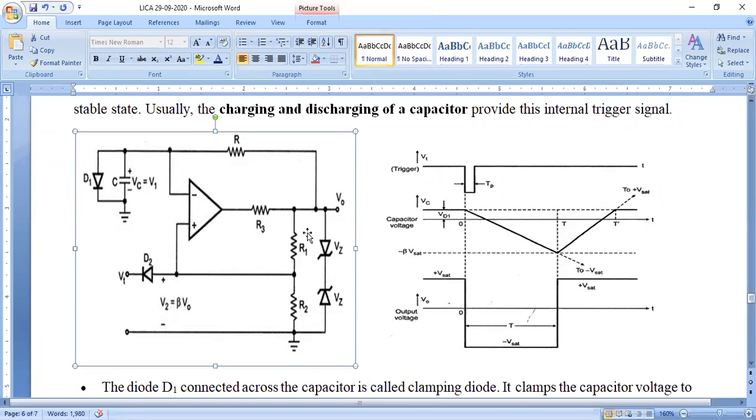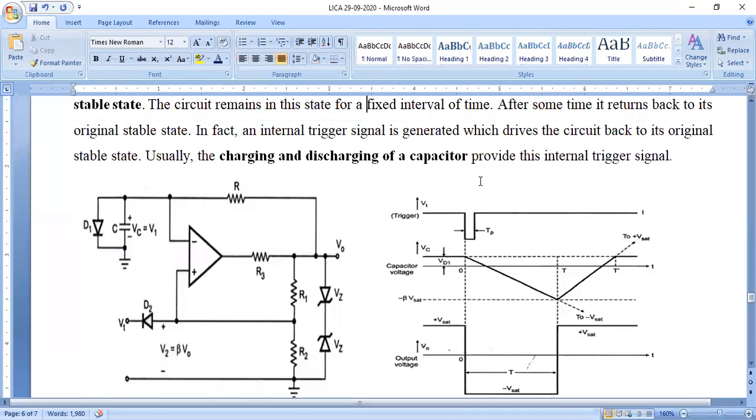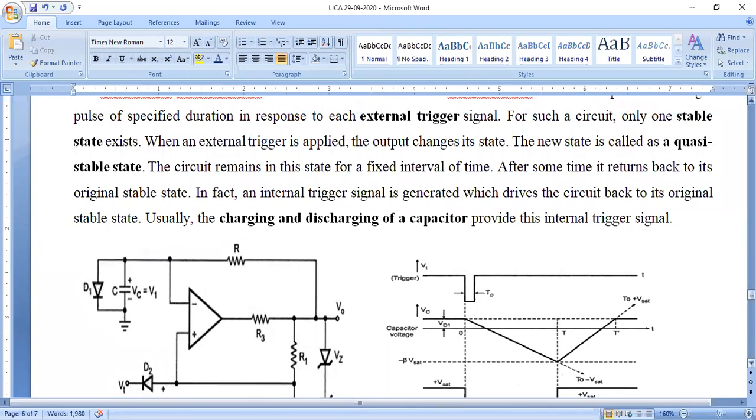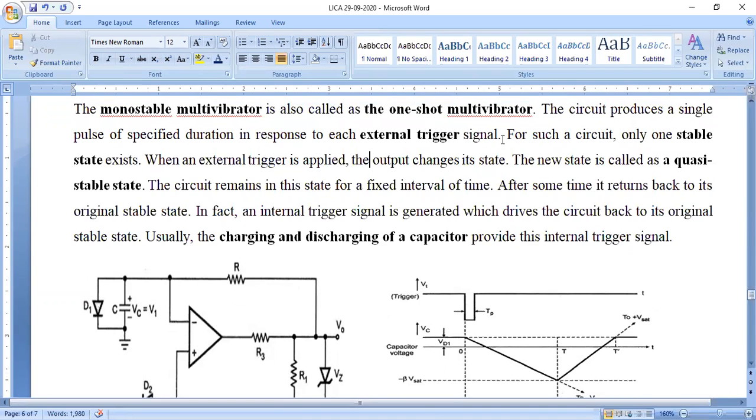giving as an input. So the entire output of the monostable multivibrator will depend on the behavior of this negative shot or negative pulse. That's why it is called a one shot multivibrator. For this type of multivibrator, the monostable multivibrator, only one stable state exists. That means the number of stable states in a monostable multivibrator is 1. That's why it is monostable multivibrator.